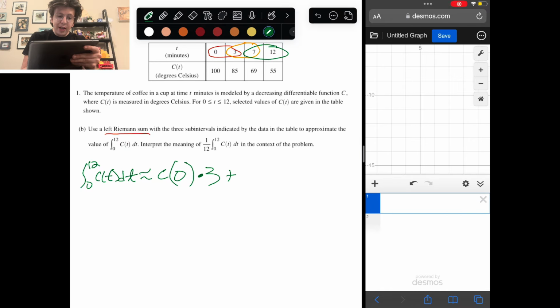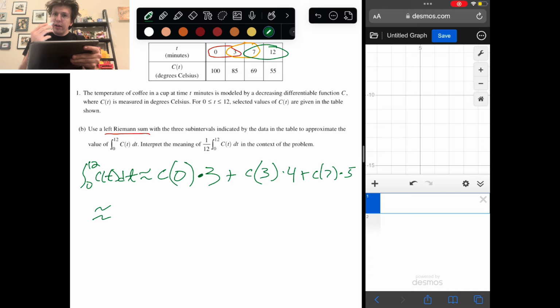And we are going to be adding the height at our left point, so that would be C of our left point in this next interval, which is 3, times the width of our interval, which would be 7 minus 3, which is 4. And we're going to be adding our height at the left point of the last interval, which is 7. So that'll be C of 7 times the change in our interval, which is 5.